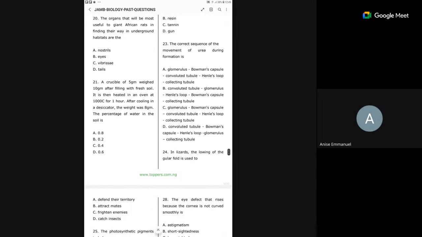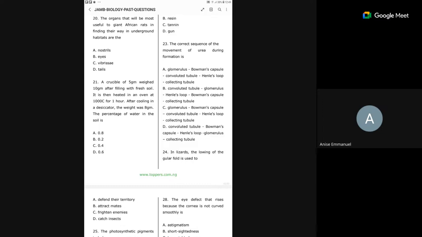23, the correct sequence of movement of urea during urine formation is what? The correct movement of urea is what? This is a topic on the excretory system and the kidney, to be precise. The functional part of the kidney that does the excretion is called the urinary tubule or nephron. So in the nephron, we have the Bowman's capsule, the convoluted tubule, the loop of Henle, and the collecting ducts or collecting tubule. So these are the parts of a nephron. And the nephron is the main part of the kidney that does the excretory function.